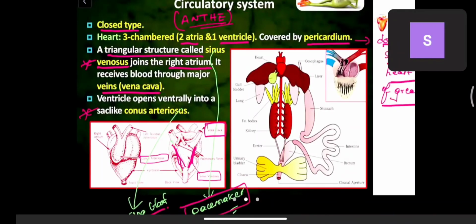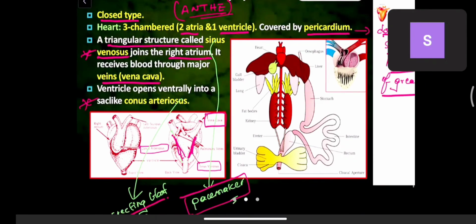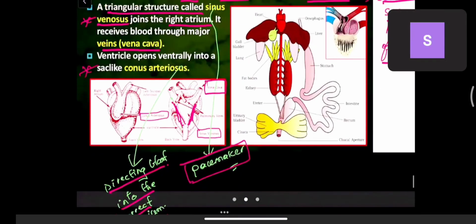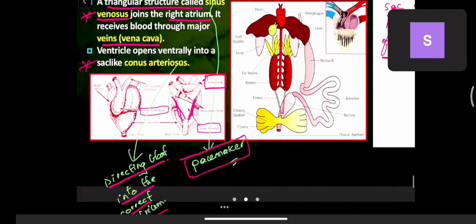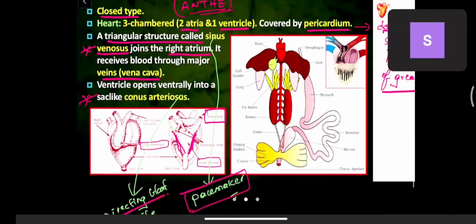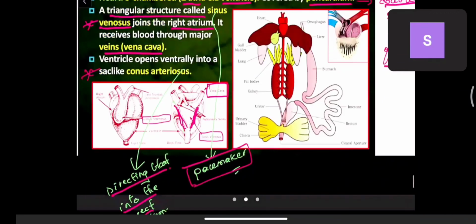They will not be asked in the examination, what is their function, but just for your understanding, what is the function of these different parts which are present. Okay. So sinus venosus acts as a pacemaker. Conus arteriosus acts as directing the blood into the right atrium. That is the function of this one. Clear, no? And what is meant by pericardium, already I have written.